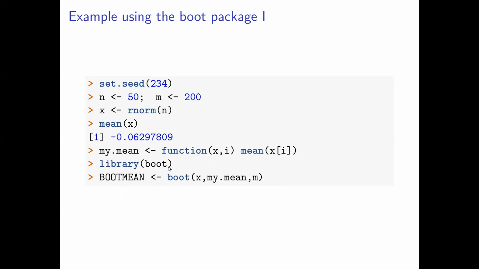There is a library for bootstrapping. Surprisingly, it's called Boot. And we will now sample an original sample of size 50 and just take a Bootstrap sample of size 200. And based on this, look at all of our outcomes. So the original sample mean of a random normal sample of 50 is minus 0.063. And now we create a mean function which by definition has a certain bias.